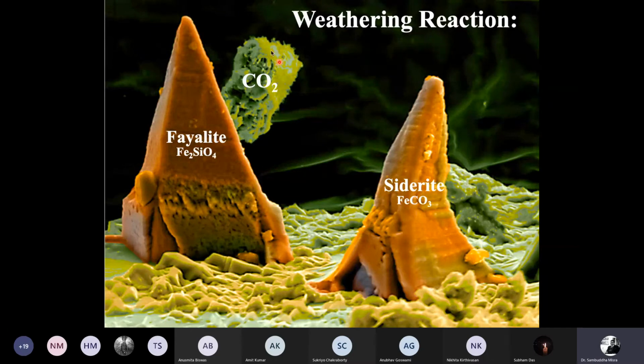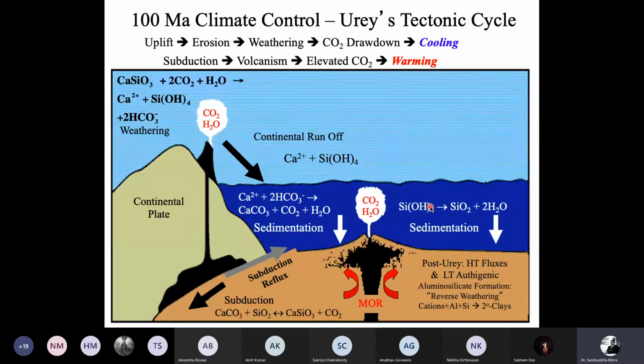So coming back to earth sciences, we are looking at the iron silicate mineral, fayalite. It reacts with CO2 to form siderite, FeCO3. What about the products? The products go into solution.